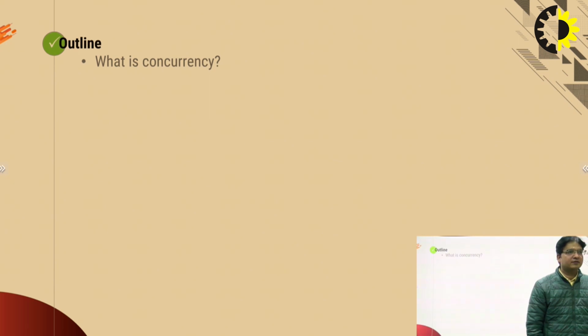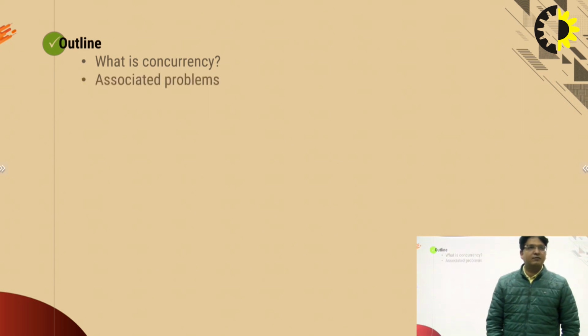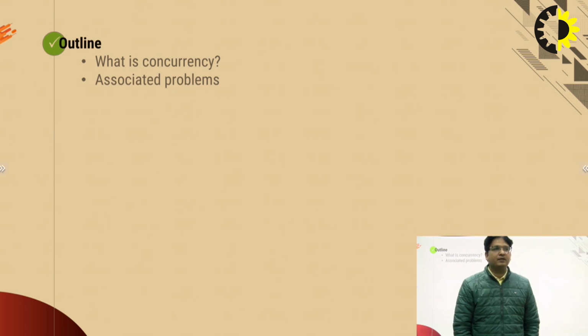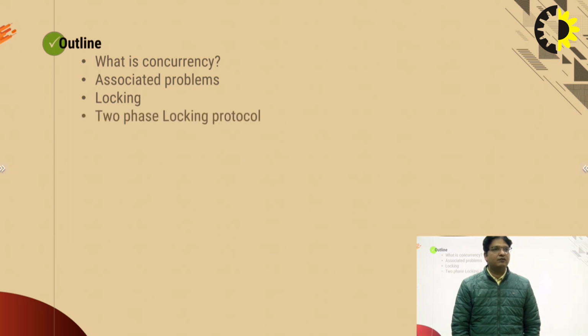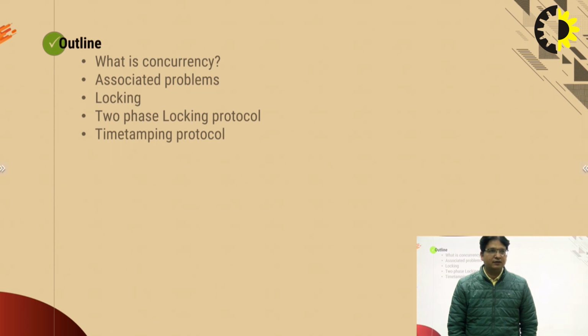Now, following are the outlines in our lecture. First, we shall discuss what is concurrency. Second, we will be discussing various problems that are associated with the concurrency. Third, we are going to discuss the locking protocol that is used in concurrency control. Next, we are going to discuss the two-phase locking protocol. Thereafter, we shall be discussing one more additional concurrency control technique, that is the time stamping technique.